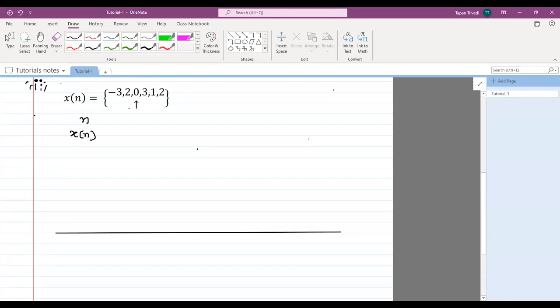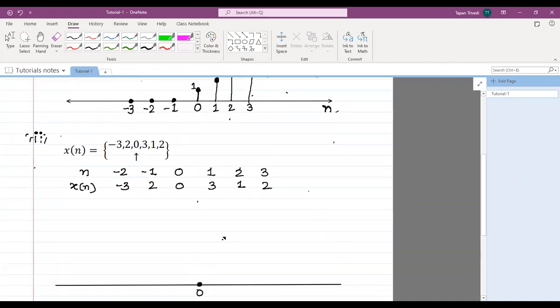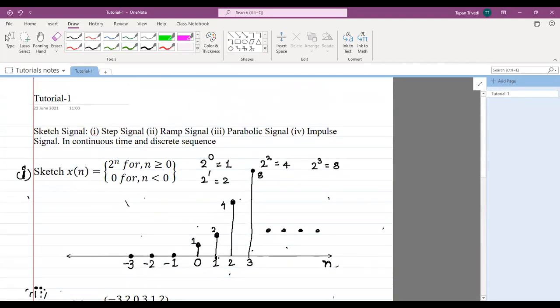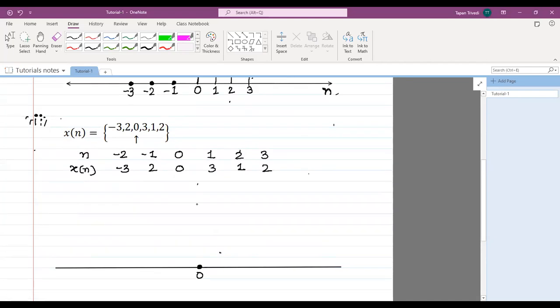So you can write this in a tabular form as, at n is equal to -2, the value is -3. At n is equal to -1, the value is 2. At n is equal to 0, the value is 0. At n is equal to 1, the value is 3. At n is equal to 2, the value is 1. And at n is equal to 3, the value is 2. So I will start with 0 here and I will draw 0. After that, what is this?